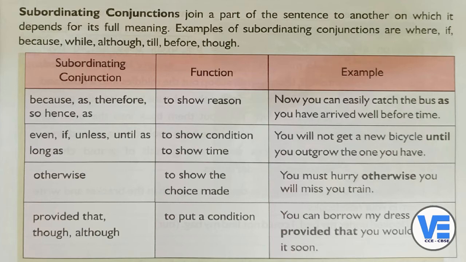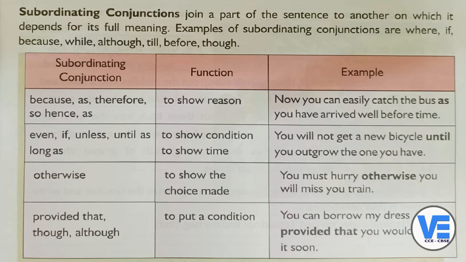For example, here on the board you can see, "Now you can easily catch the bus as you have arrived well before the time." So here this particular "as" is used as a conjunction, and this "as" is used to show the reason, isn't it? In the same way you can use because, as, before, so, hence. All these are the different subordinating conjunctions which are especially used to show the reason.